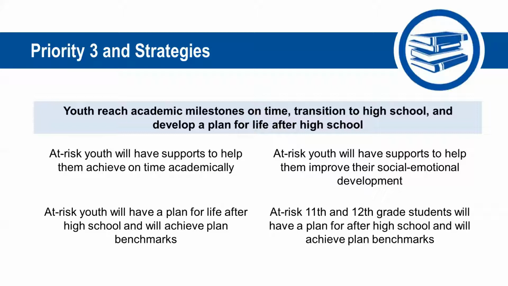Again, knowing that you can measure this with a social emotional tool, but you also must be tracking attendance and or behavior. And then at-risk youth will have a plan for life after high school and will achieve plan benchmarks. So this is, again, career mapping. Not saying that a 6th grader has to have the same career as they do when they start out in 6th grade, but they need to start having support to help them understand how do you reach a career goal by developing a plan. Number 1, setting a goal, developing a plan, and then meeting plan benchmarks.